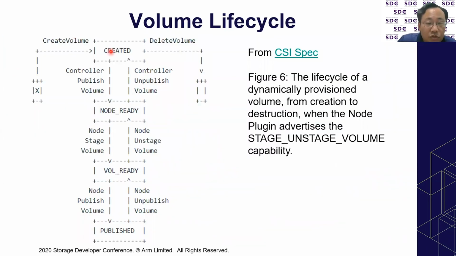So this is the picture from the CSI spec of the volume life cycle. First, create volume makes the volume created. Then the controller publish volume message is received, and it becomes node ready, so ready for mount by the node. Then with node stage volume, it is mounted by the node and becomes volume ready. After node publish volume, it's available inside the container, so it becomes published. And this is the reverse path.